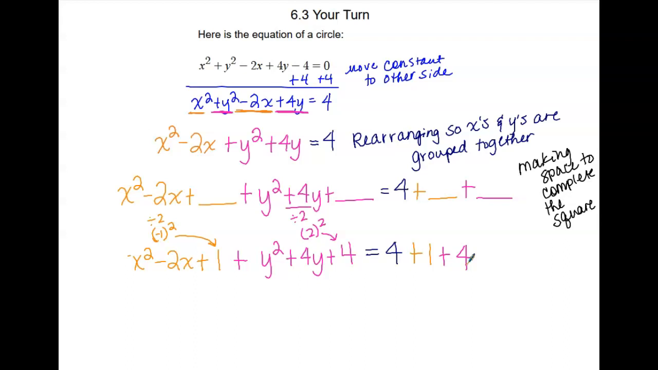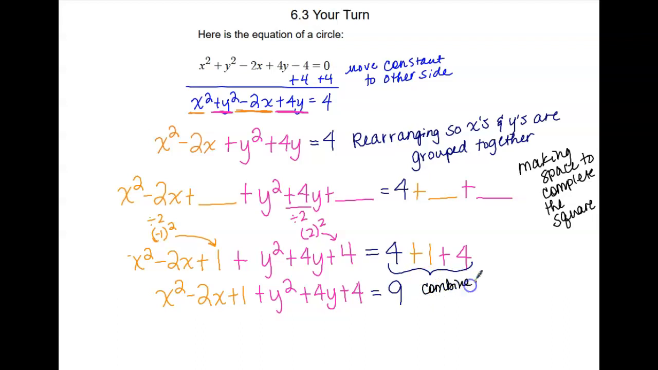So the next step is just combining our like terms. Okay, we still have the x squared minus 2x plus 1 plus y squared plus 4y plus 4. But now instead of this whole big thing over here, we're just going to add all these together. So 4 plus 1 is 5, 5 plus 4 is 9. So over here, all we're doing is just combining our like terms. And all we did in this step was complete the square.